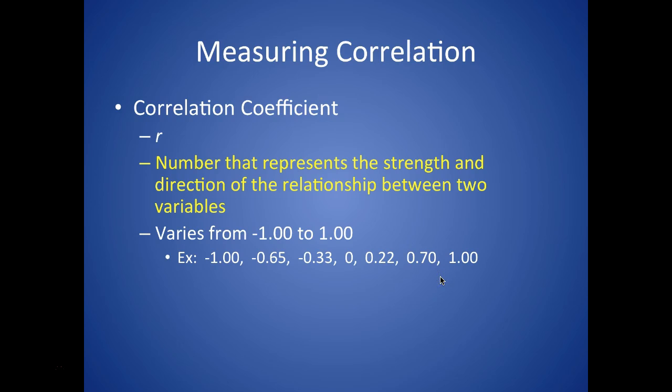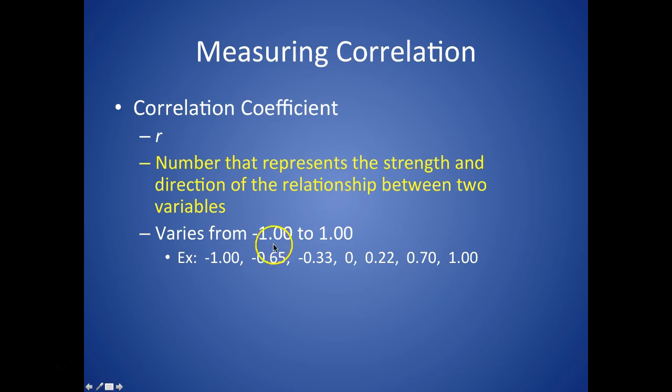The symbol for the correlation coefficient is r, and the number represents the strength and direction of the relationship between the two variables. The strength is the absolute number between 0 and 1, and the direction is either a minus or a plus. The plus is a positive correlation: as one variable gets greater, the other also does. A negative correlation is where as one variable increases, the other decreases.